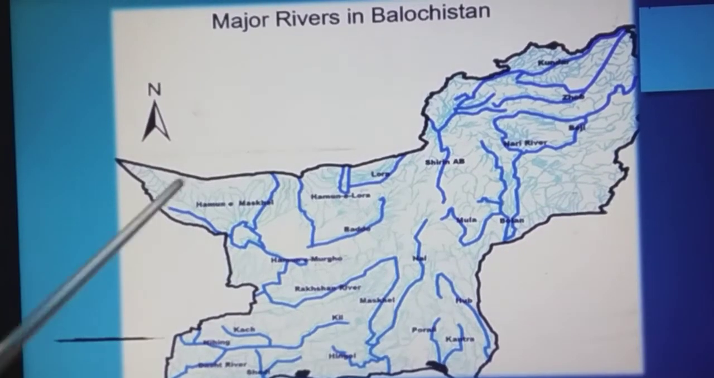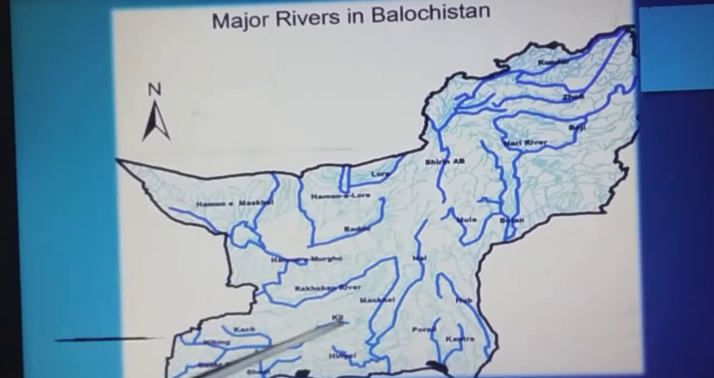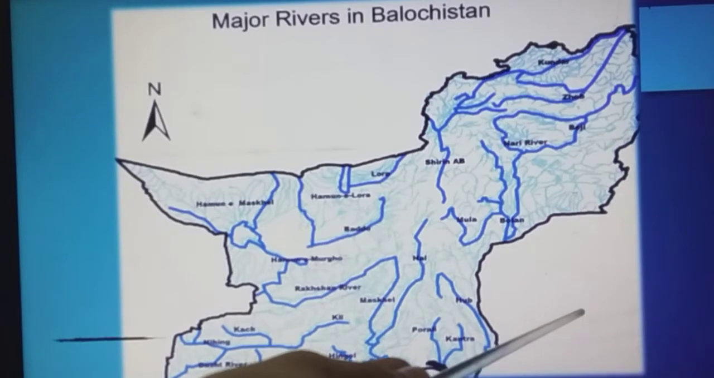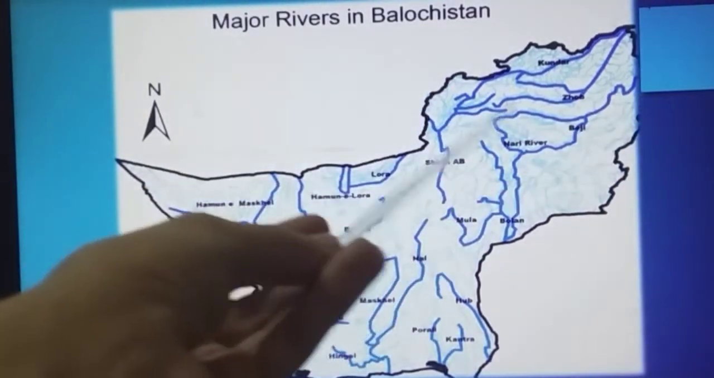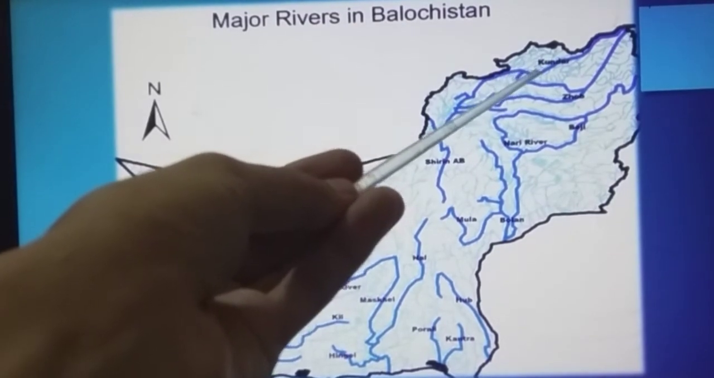Yes, so here is the map. Now this is the province of Balochistan right in front of you, and if you move towards the east, this is the province of Sindh. So somewhere here would be the River Indus. Now let's move on to the north first.